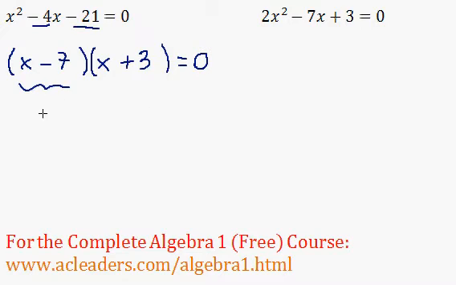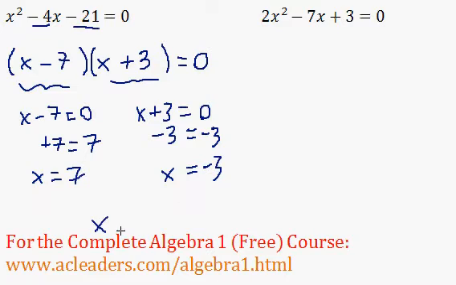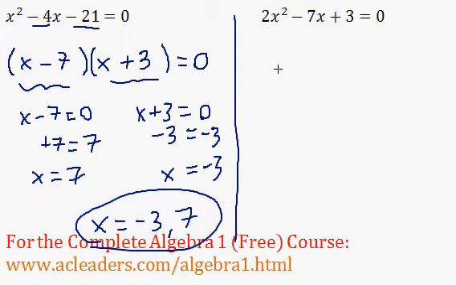So now we can break things down and say that x minus 7 is equal to 0 and that x plus 3 is equal to 0. So I can add 7 to both sides of the equation, so x is 7. Over here you can subtract 3 from both sides, and x is negative 3. So the answer would be x is equal to negative 3 and 7. That's it.